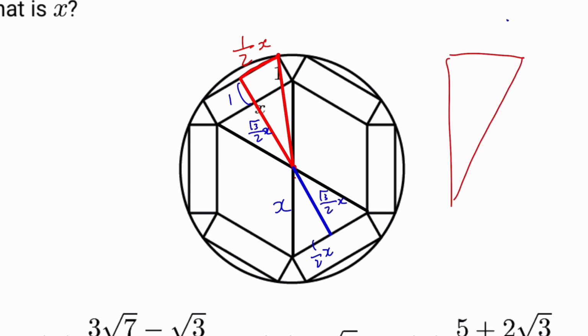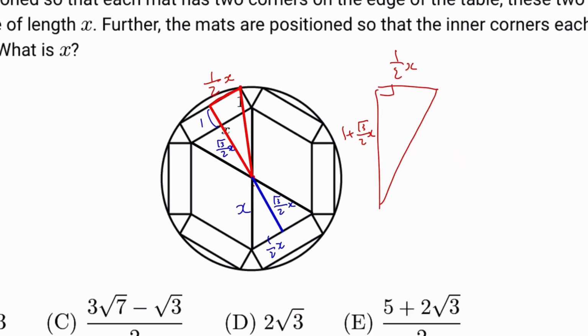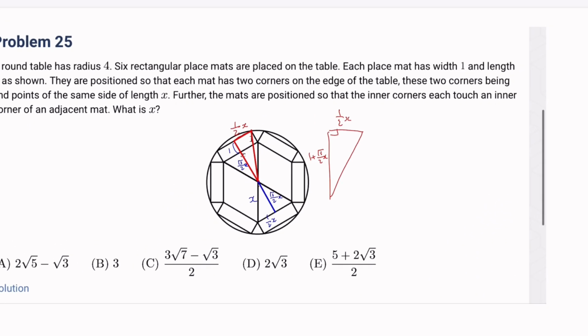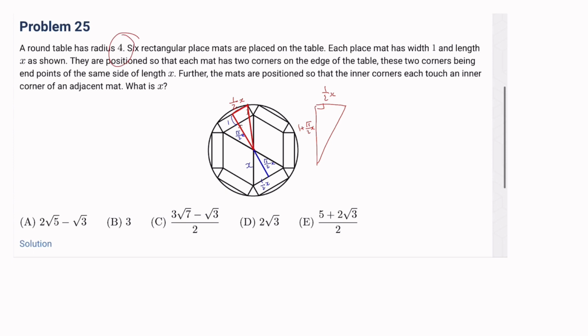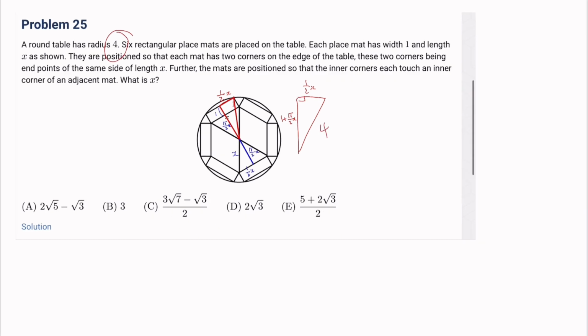If we take this out, that would be like this, the right triangle, and this would be half of x. And this would be 1 plus root 3 over 2 x, and this would be r, the radius. What did it say the radius is? It has radius 4, right? So this is 4. And so now we know that 4 squared equals (half x) squared plus (1 plus root 3 over 2 x) squared, because this is the Pythagorean theorem.